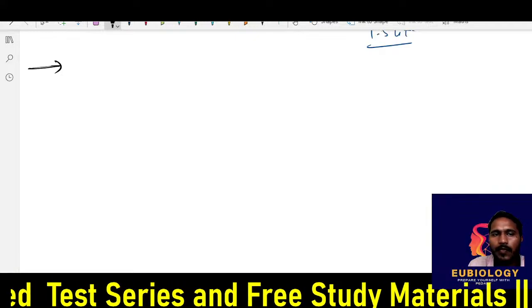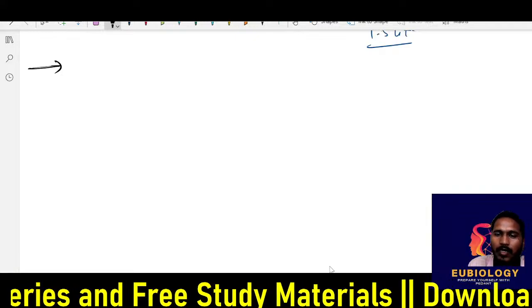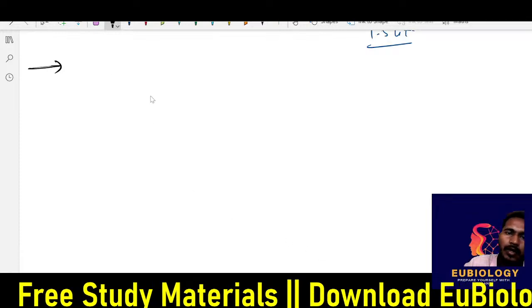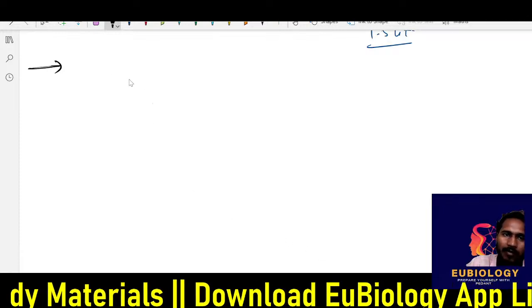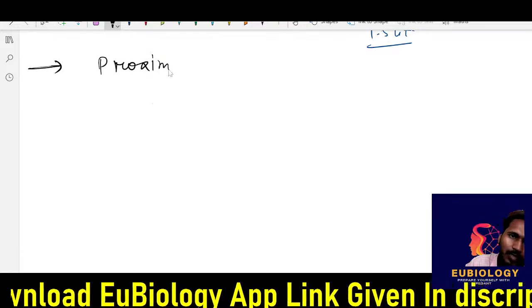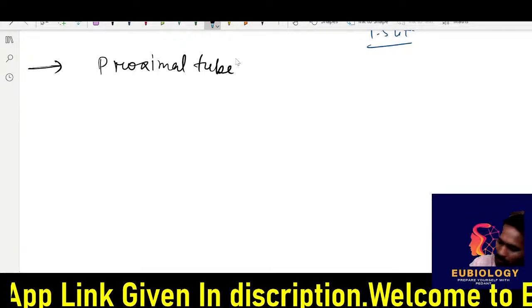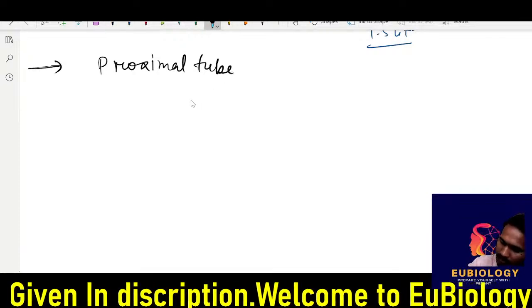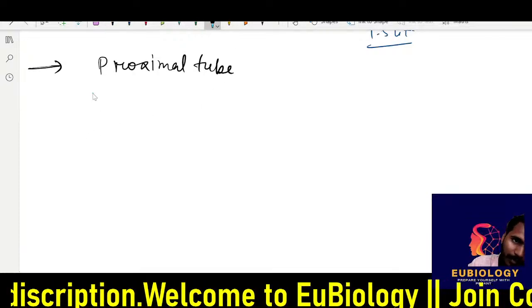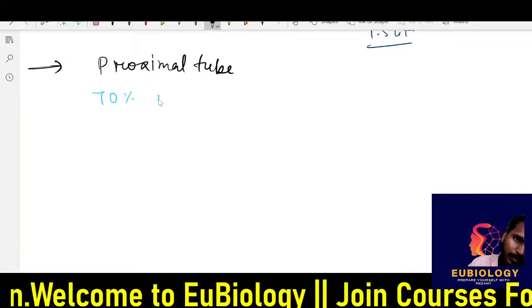No doubts are there. So this is the very important thing which I am going to write, and I can draw also, but it will take too much time. So you just write in proximal tubule. Okay, in proximal tubule, what will be reabsorbed? 70% of things will be reabsorbed.